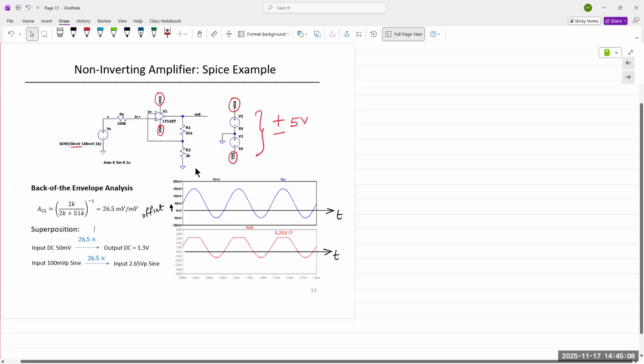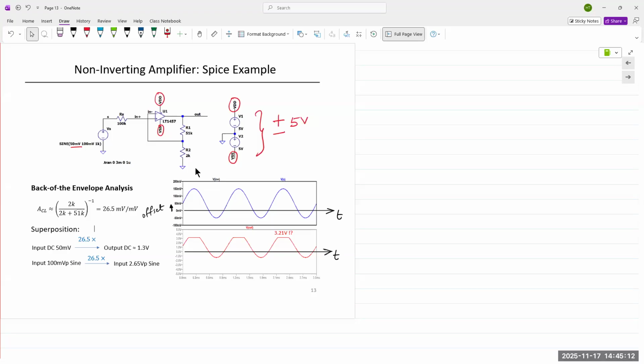So any input we feed into this amplifier circuit is going to be multiplied 26.5 times. If you feed in 1 millivolt, we'd expect 26.5 millivolts at the output. If you feed in 1 volt, you would get 26.5 volts at the output. That is provided, of course, our VDD and VSS have that kind of energy.